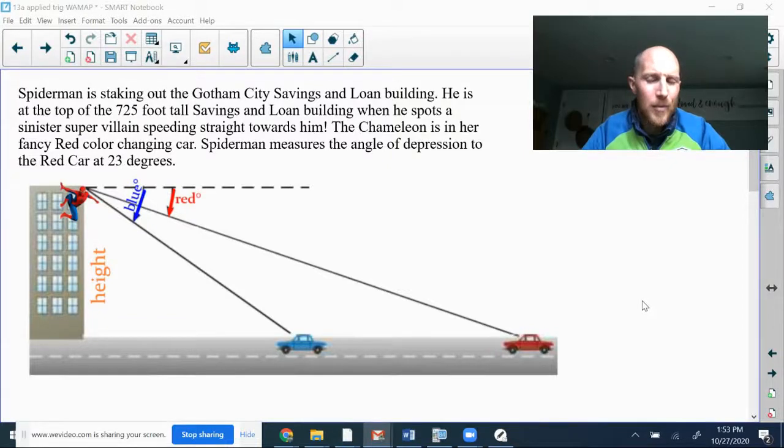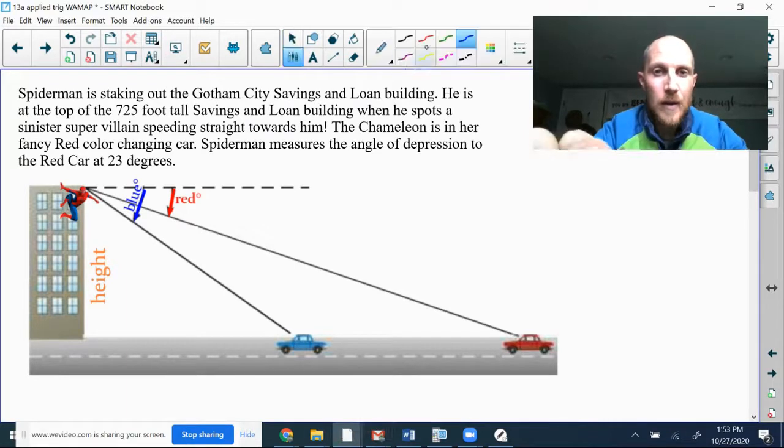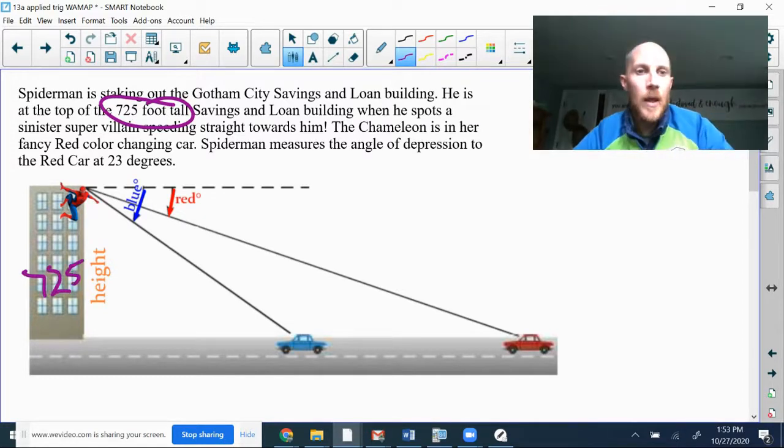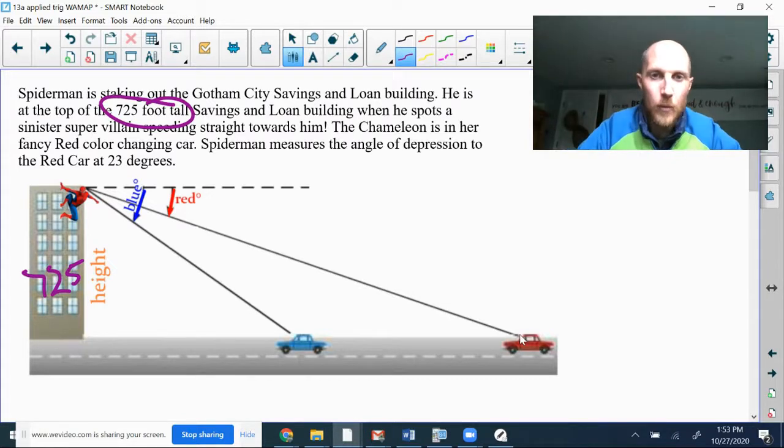Our friendly neighborhood Spider-Man is out staking out the Gotham City Savings and Loan when he spots the Chameleon approaching. So the Savings and Loan building is 725 feet tall. Right there, that is our height. And the Chameleon is driving a fancy red car over here. Let's draw in that red triangle.